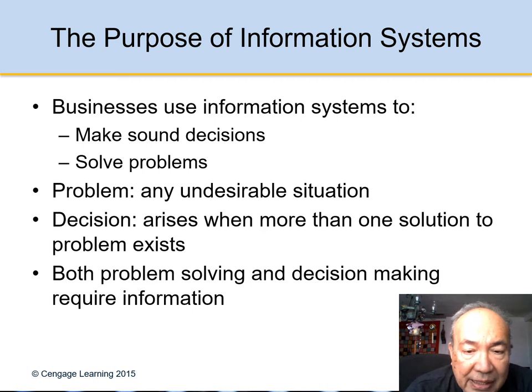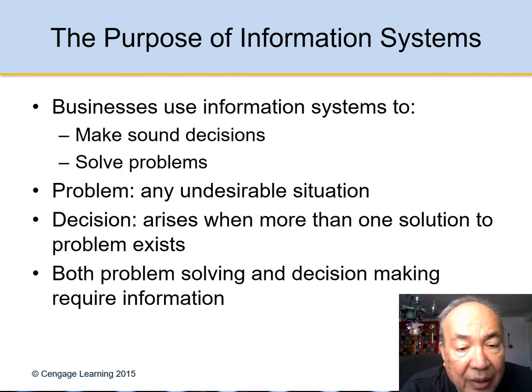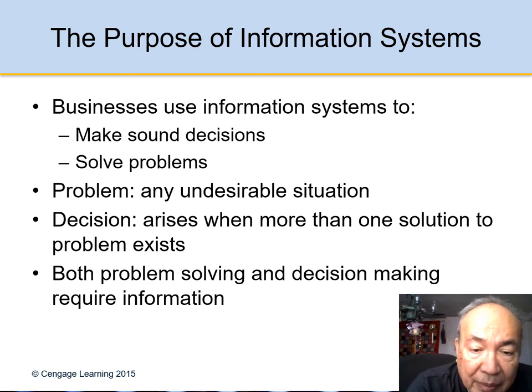Now, what are the purposes of information systems? Businesses use information systems to make sound decisions. What are businesses again? These are the suppliers of goods and services in a capitalist economy. Everything that you can buy in the United States is produced and supplied by business. In business, you have to make sound decisions. What product or services will I make that the buyer needs? How will I communicate to the buyer? You need to have information for that.